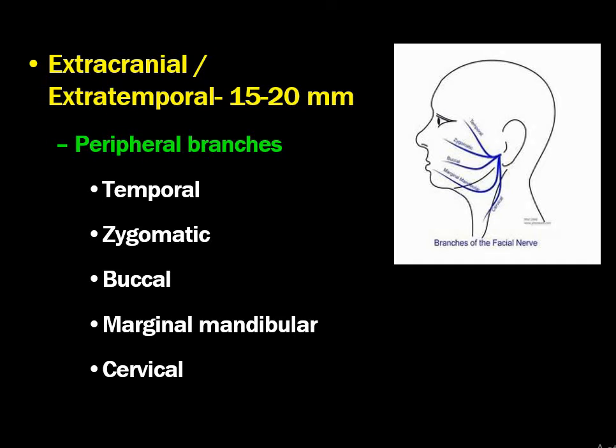Extracranial or extratemporal portion is the longest portion of the facial nerve, which is around 15 to 20 mm in length. It gives peripheral branches. They are temporal, zygomatic, buccal, marginal mandibular, and the cervical branch. These are the peripheral branches of facial nerve.